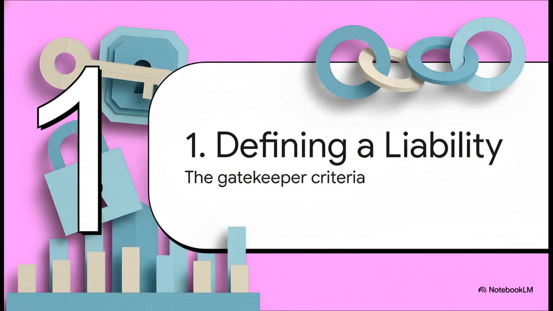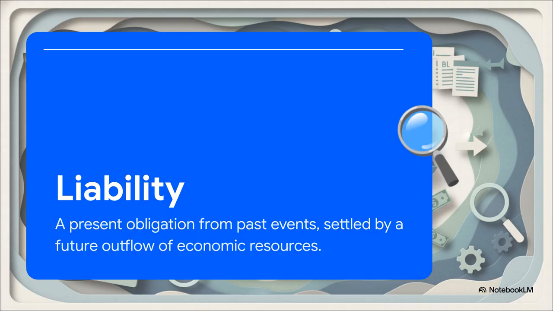Okay, so let's start at the very beginning. Before anything can even get on the balance sheet as a liability, it has to pass a test. Think of these as the gatekeeper criteria. This is the foundation for everything else we're going to talk about. And here it is. This is the official definition. And the good news is, it's used globally by both IFRS and US GAAP.